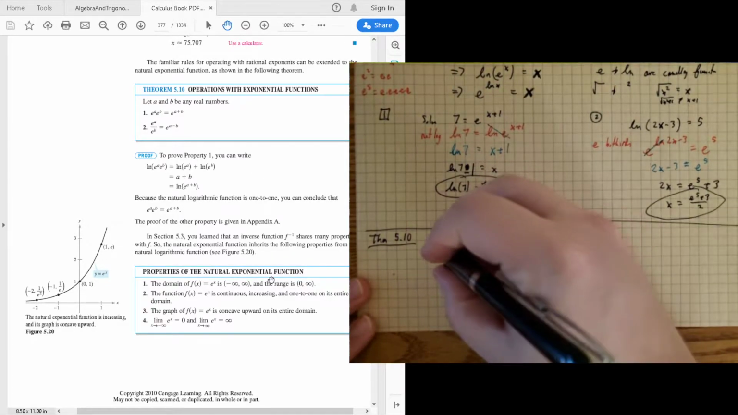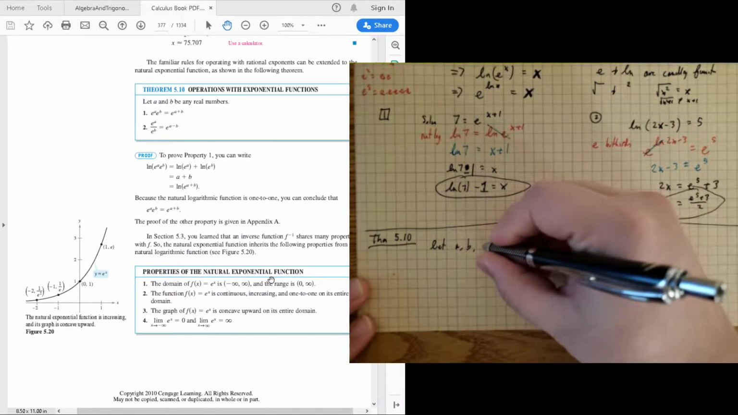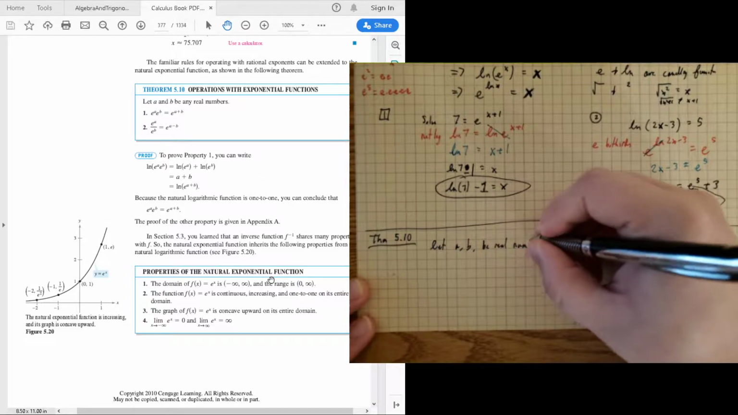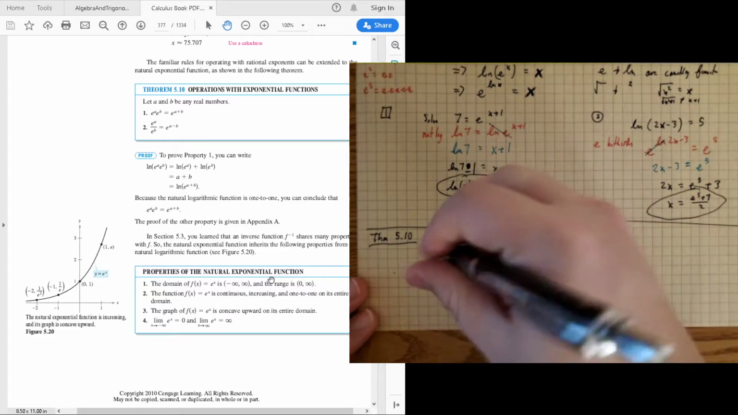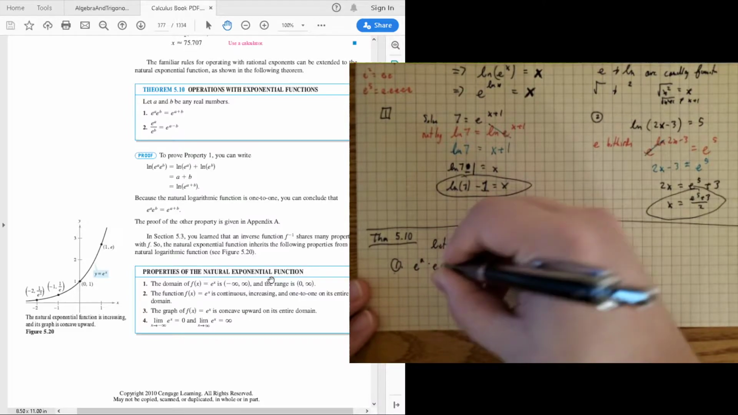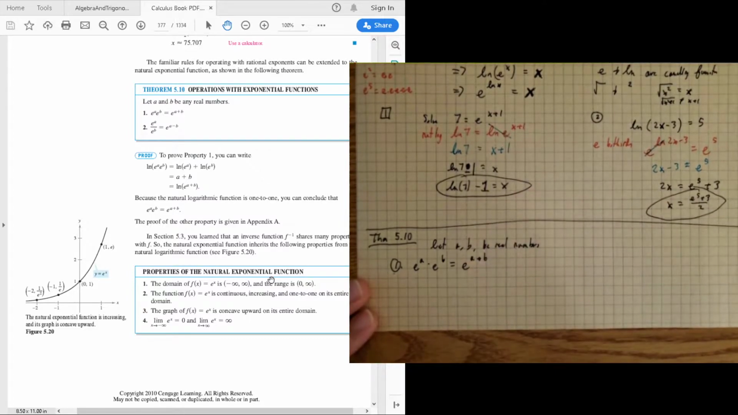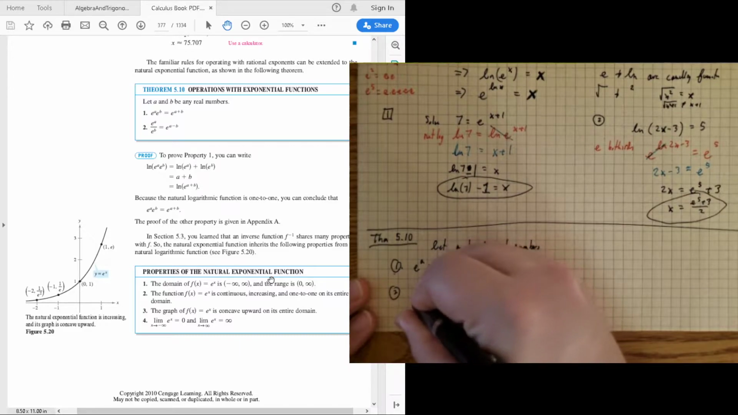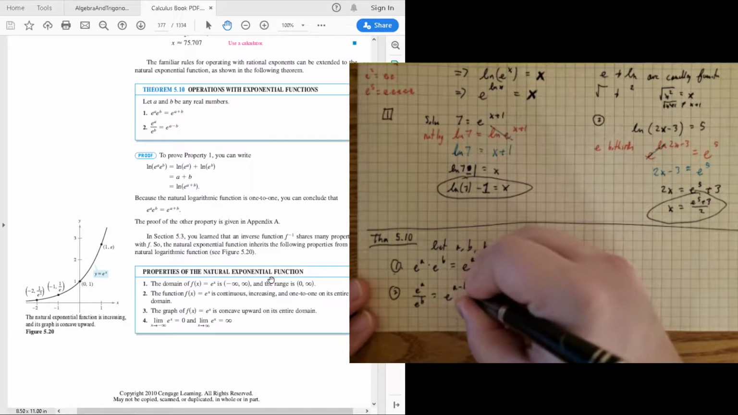It states that for any numbers a and b that are real. So let a and b be real numbers. Then, first thing that's true, e to the a times e to the b is equal to e to the a plus b. Second thing, very similar: e to the a power divided by e to the b power is equal to e to the a minus b.